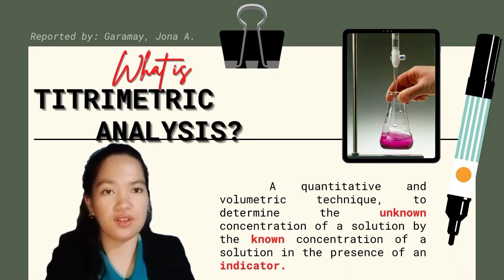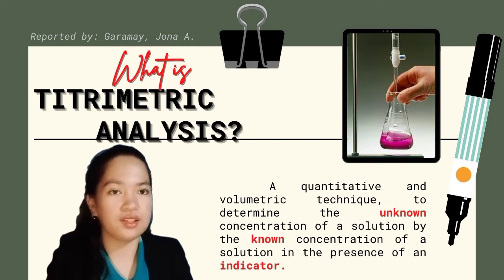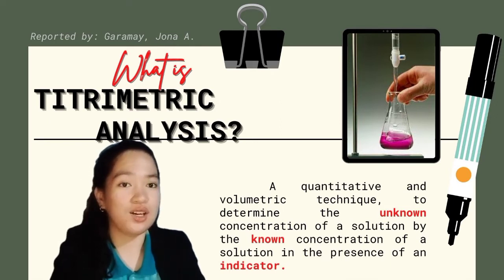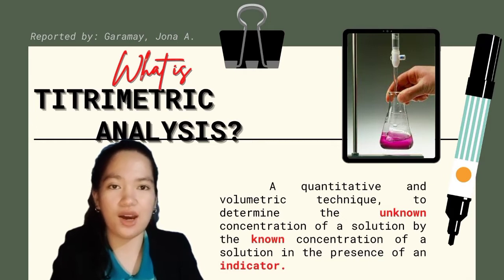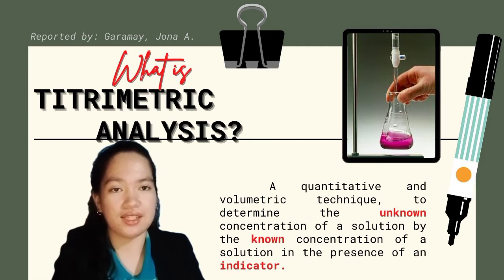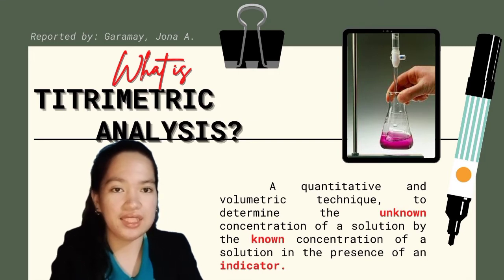It is a quantitative and volumetric technique to determine the unknown concentration of a solution by the known concentration of a solution in the presence of an indicator, or it can also be called titration. Quantitative chemistry is concerned with figuring out how much of a component or components is present in a sample. The titrometric analysis is one technique utilized in this determination to attempt to provide a response to the question, how much? In the laboratory, we frequently gauge the volume of one solution needed to react with a certain volume of a different solution whose concentration is only known, and then the concentration of the other solution is determined.